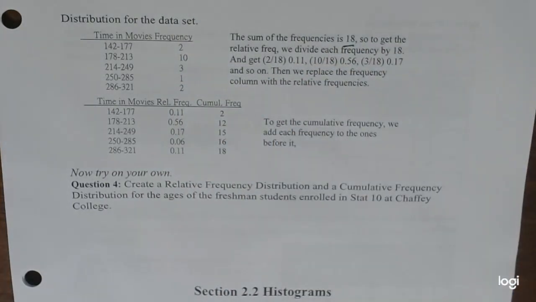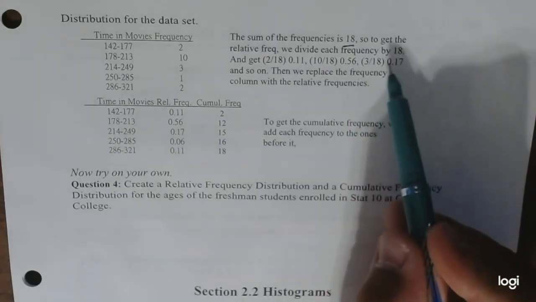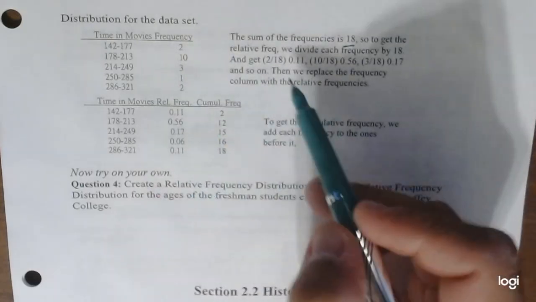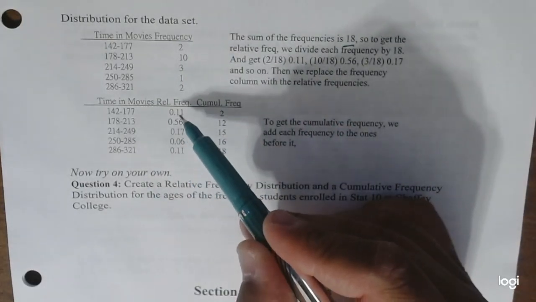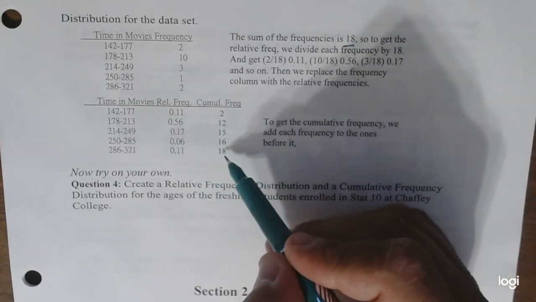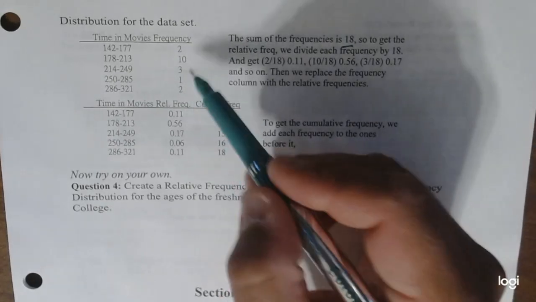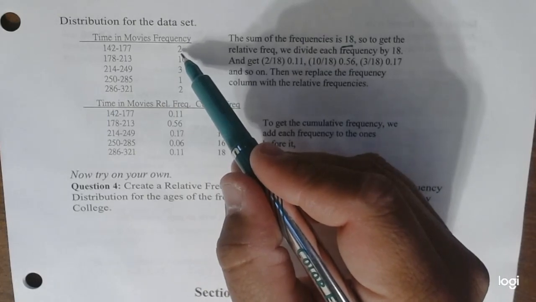Okay. And now what we want to do is divide every number by 18. So we divide 2 by 18, 10 by 18, and so forth. And you get these numbers, right, once you get into decimals. So now what we're going to do is place this column with the numbers we got, and that's how we do it here. And it's called a relative frequency. Okay. Now to get the cumulative frequency, which is your second definition, all we're going to do is go back to our original one, which is here, and add each class plus the previous before it.